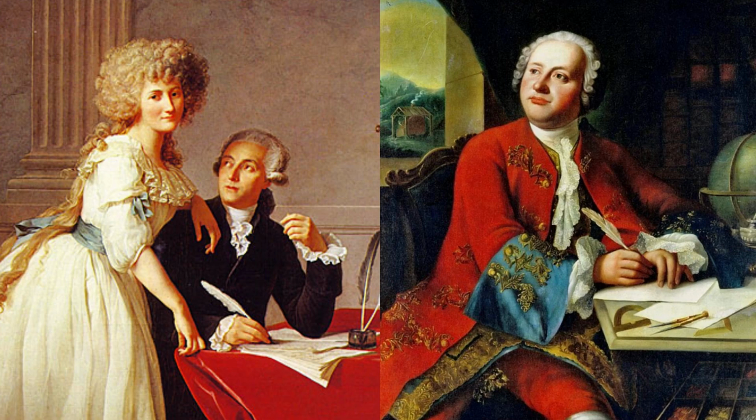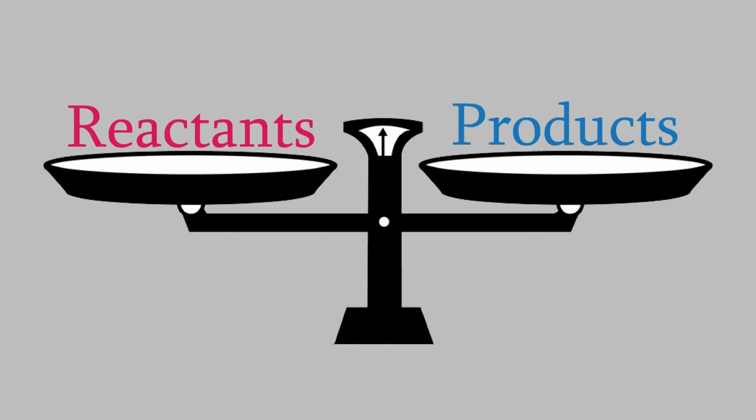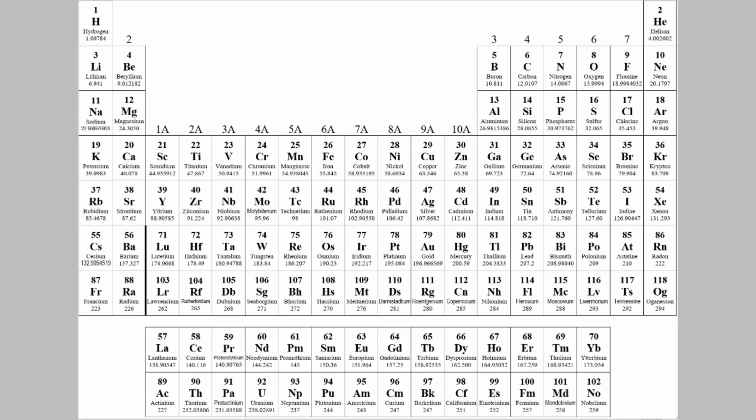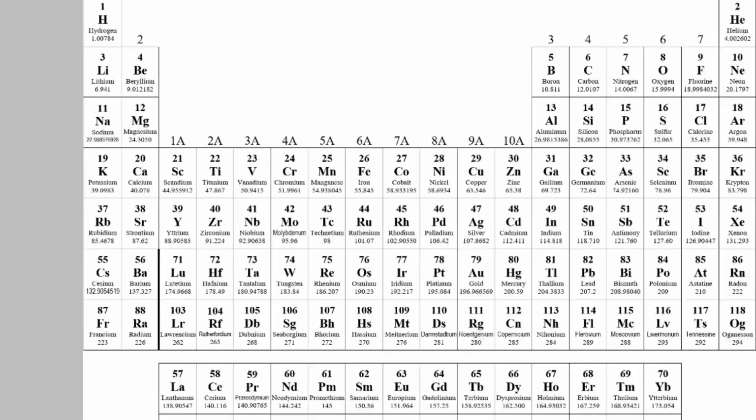Now, the law of conservation of mass tells us that the weights of the molecules in a chemical reaction must be the same for the reactants and for the products. So let's talk a little bit more about the masses of molecules. To get the mass of a molecule, we just add together the mass of each atom, which we get from the periodic table.